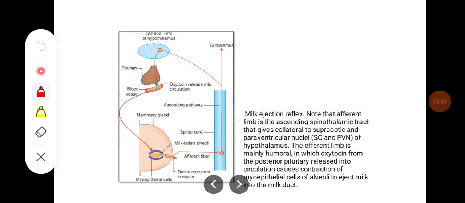So this diagram shows the milk ejection reflex. Note that the afferent limb is the ascending spinothalamic tract that gives collaterals to suprachiasmatic, supraoptic and paraventricular nuclei of the hypothalamus. The efferent limb is mainly humoral, in which oxytocin from the posterior pituitary is released into the circulation, and that causes contraction of the myoepithelial cells, which helps in ejection of the milk into the milk duct and ultimately into the mouth of the baby.